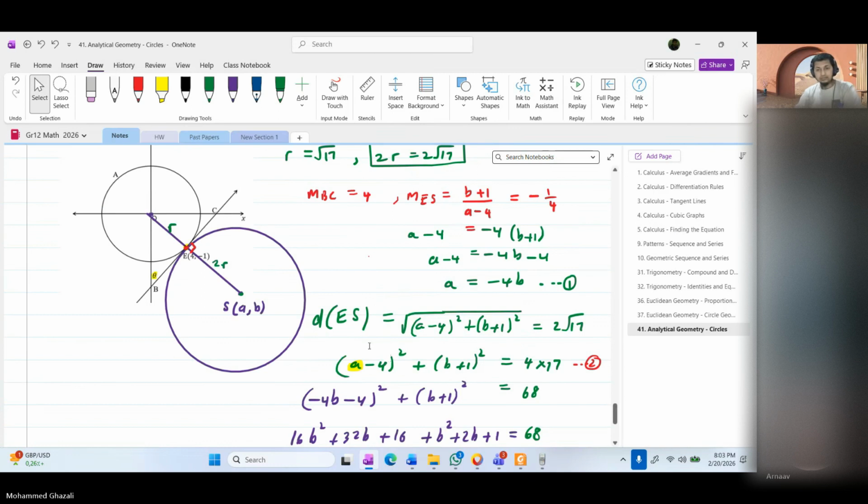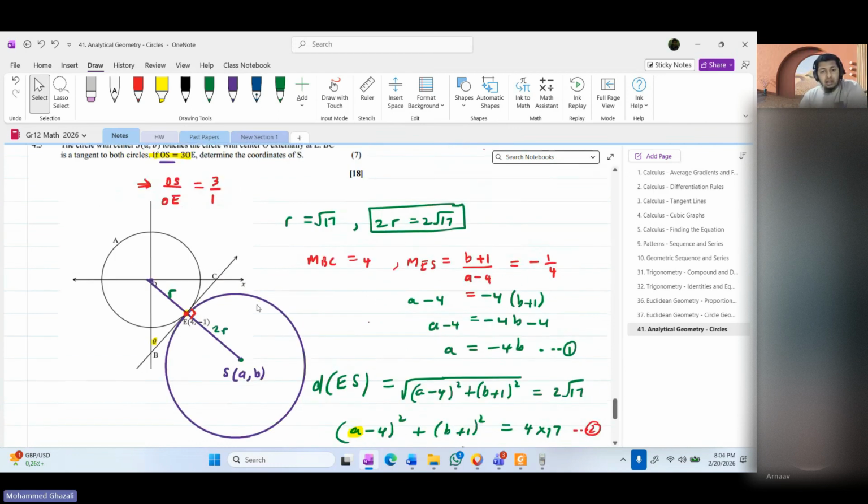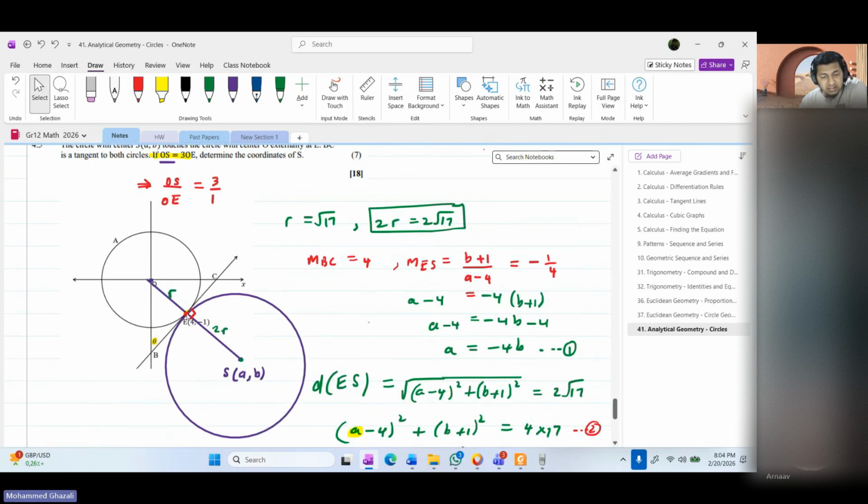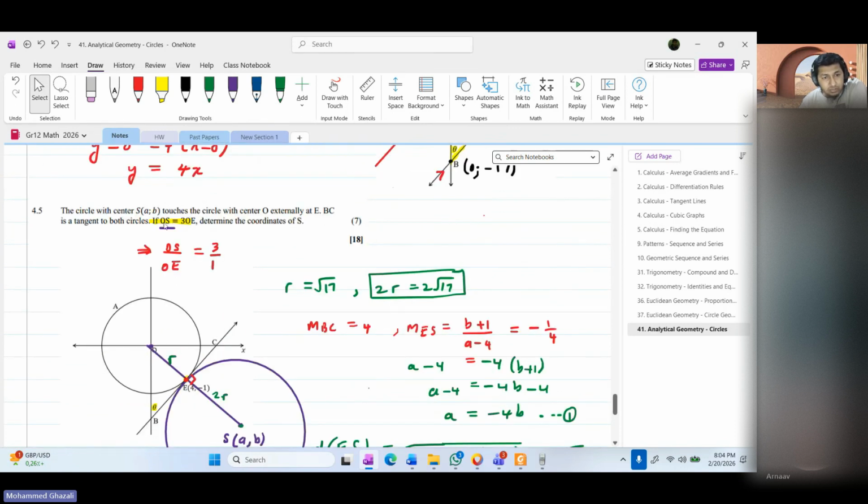Okay, so first, they told us the circle with center S touches the circle with center O externally at E. So they touch externally. In other words, they have a common tangent, right? BC is a tangent to both circles. If OS is equal to 3 times OE, we wrote it in ratio form. So OE is R, and this is 2R. All right, determine the coordinates of S.